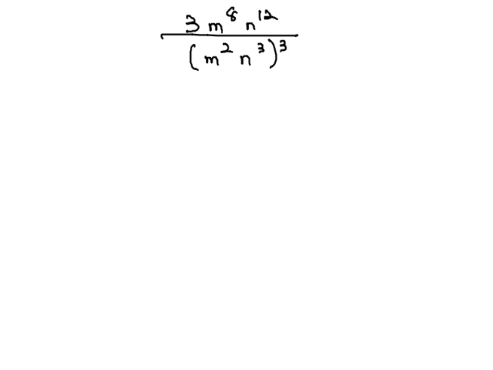In this video, we're going to simplify the expression 3m to the 8th, n to the 12th, over m squared n cubed, and the whole denominator is cubed. As we simplify using our exponent properties, we'll keep in mind order of operations as a guide to help us arrive at the correct final answer.